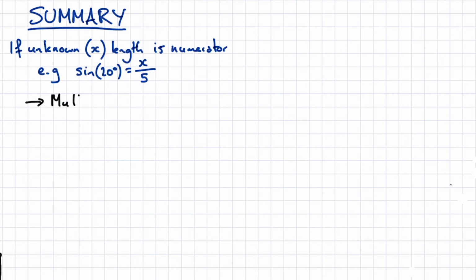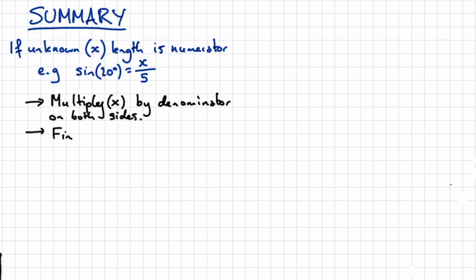Now, all we have to do here is we multiply both sides by the denominator, or the 5 in this particular example. Okay, and then we would actually find what x would be. Okay, so multiply both sides by the denominator, the number under x, and it'll lead us towards x. Okay, so x in there would be just 5 sine 20.